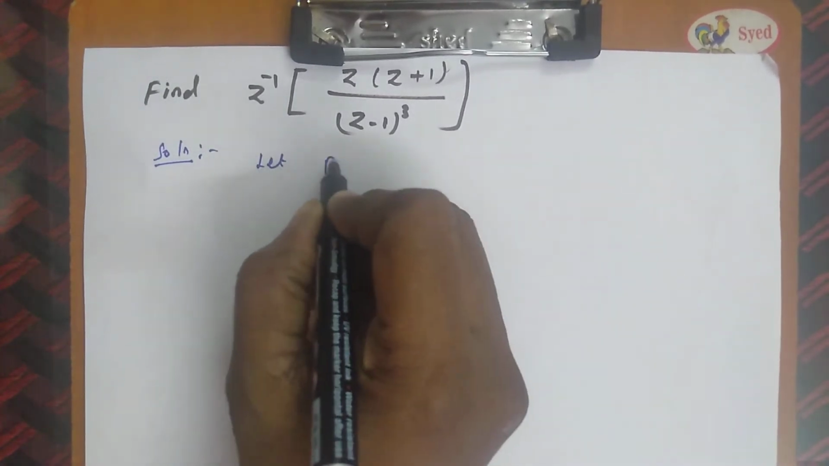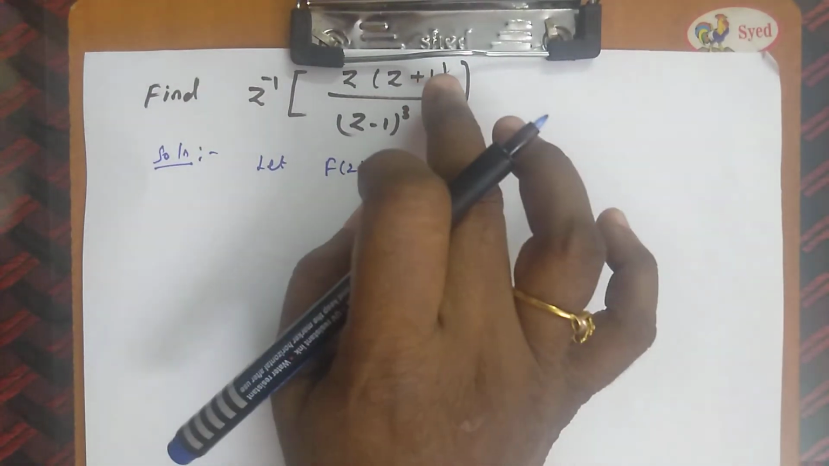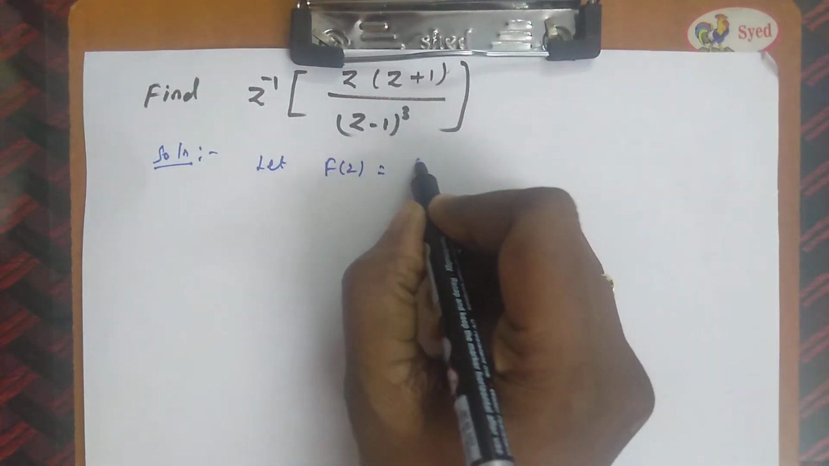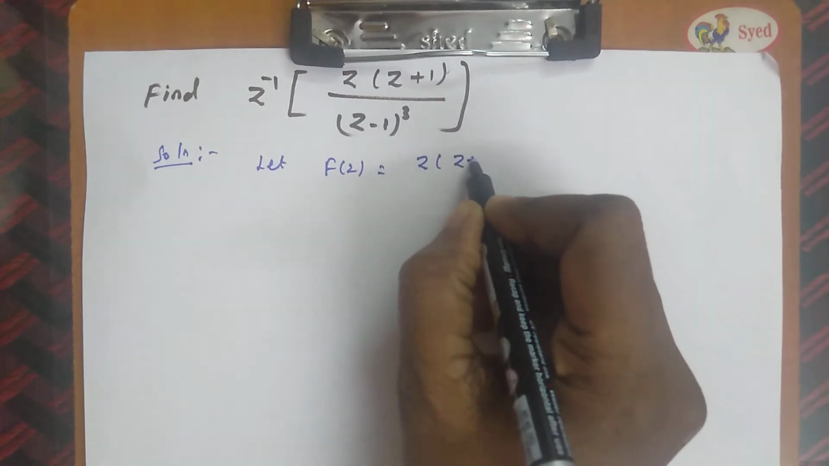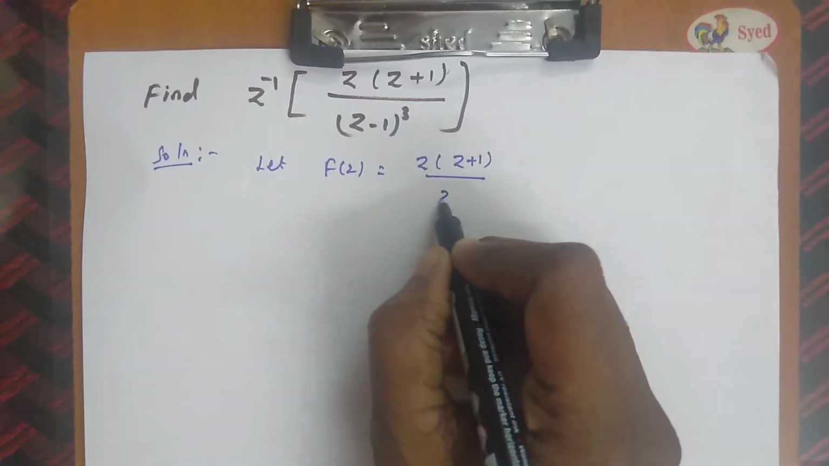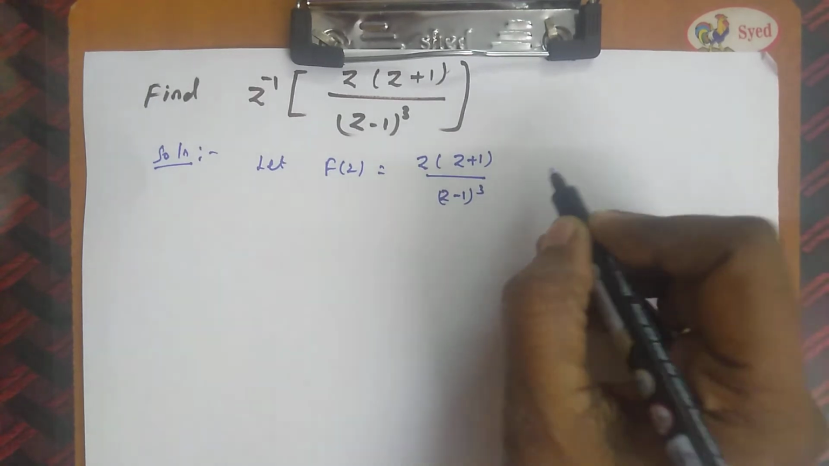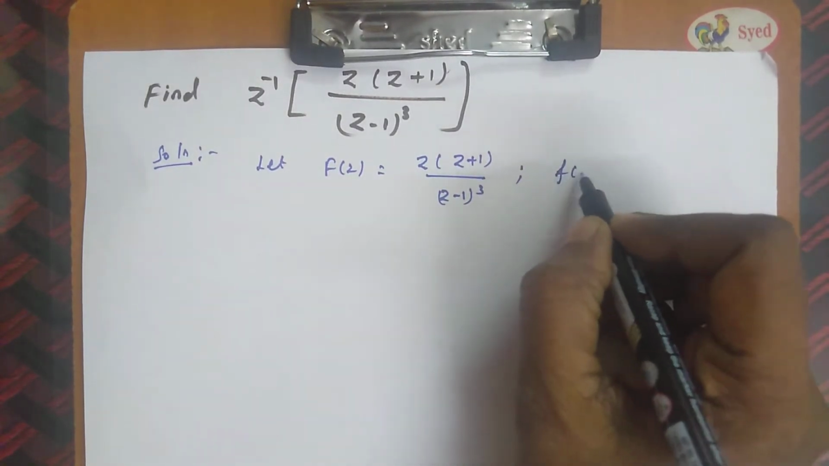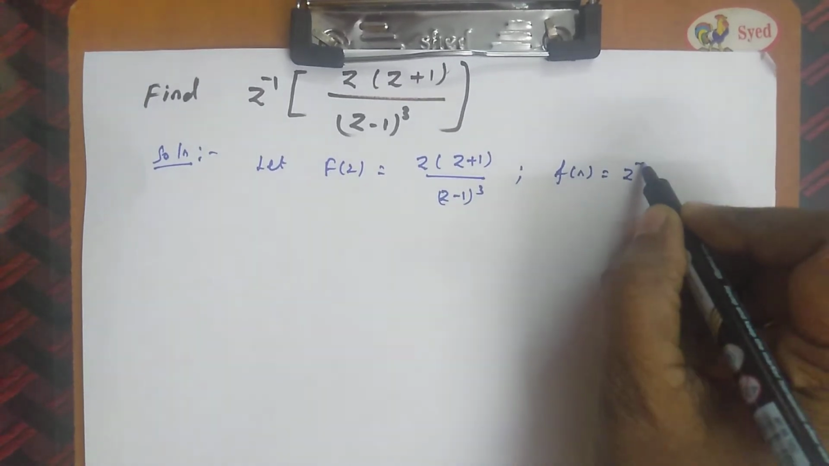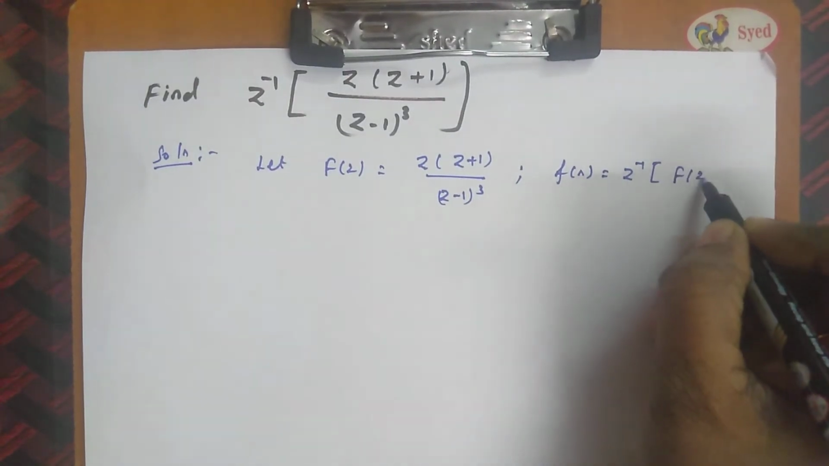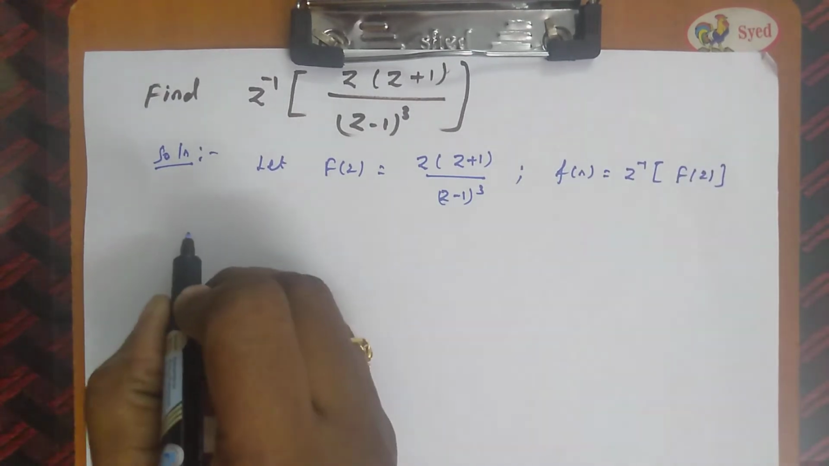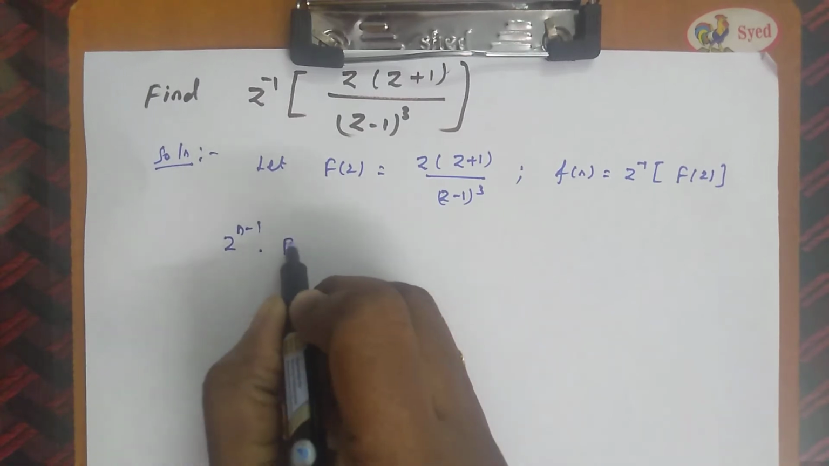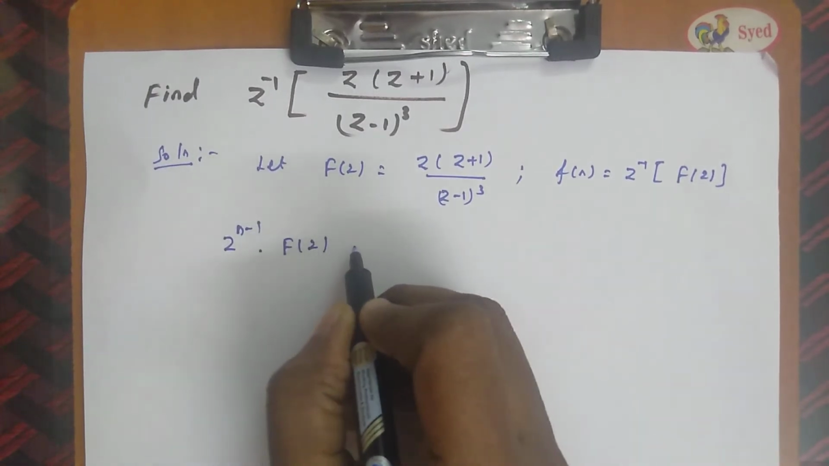let f of Z equal to, we have to take whatever it is inside the bracket of Z inverse as f of Z. So f of Z equal to Z into Z plus 1 divided by Z minus 1 the whole cube. At the same time we have to take our f of n as Z inverse of f of Z. Now we have a term that is Z power n minus 1 into f of Z. We are going to apply residue theorem.